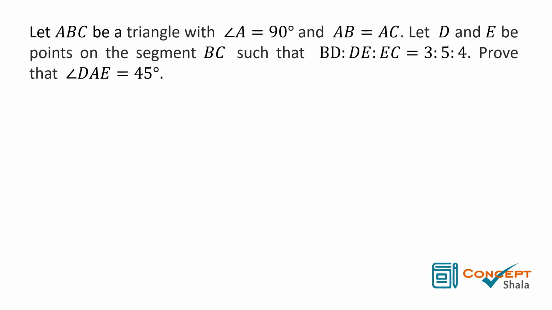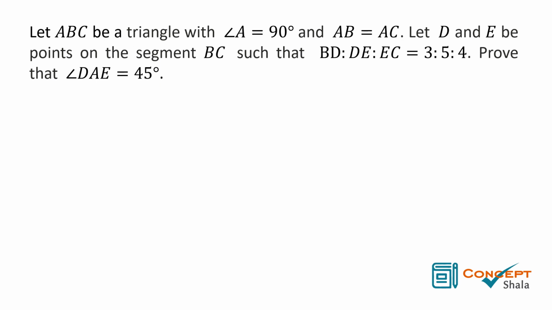The question is, let ABC be a triangle with angle A equal to 90 degrees and AB equal to AC. Let D and E be points on the segment BC such that BD is to DE is to EC is equal to 3 is to 5 is to 4. Prove that angle DAE is 45 degrees.